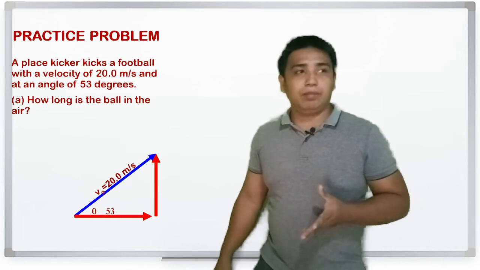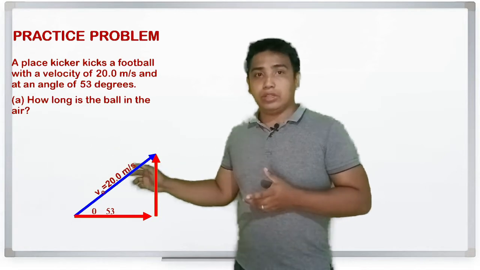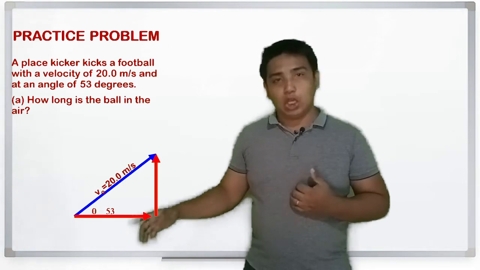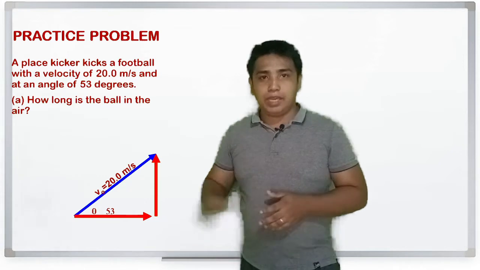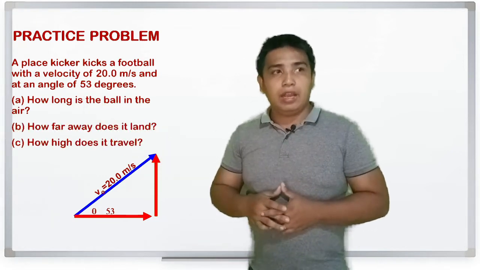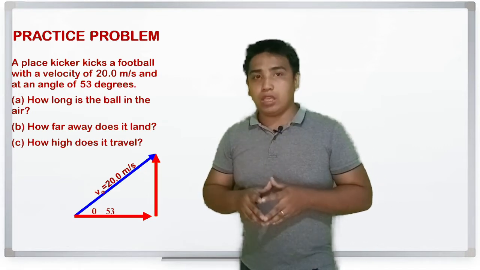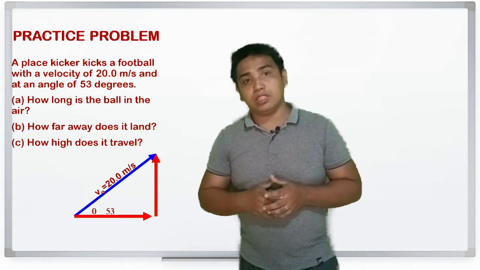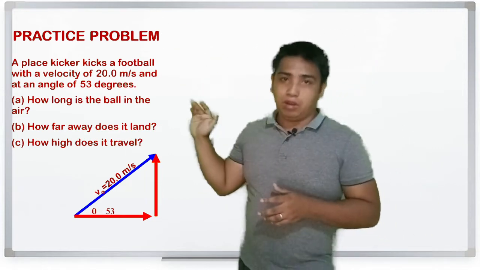In part A, you are asked to find the total time the ball is in mid-air, because you are asked to find how long the ball is in the air. So that's equivalent to the time it gets up and the time it gets down. So you know what to expect. And then in part B, you are asked to find how far away it lands, so you are actually finding the range along the x-axis. And in the last part, part C, you are asked to find the height reached by the ball.